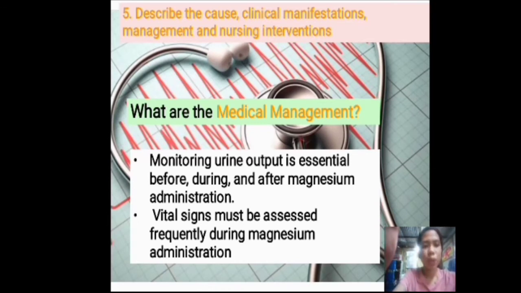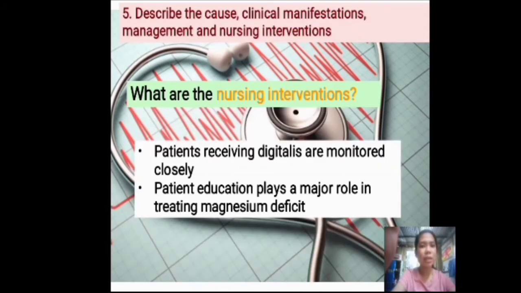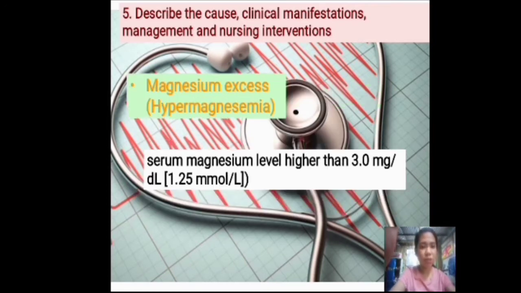We need to assess frequently during and after the administration of the magnesium to detect any changes in cardiac rate or rhythm, hypotension, and respiratory distress. Next, what are the nursing interventions? Patients receiving digitalis are monitored closely because they are predisposed to digitalis toxicity. And also, patient education plays a major role in treating magnesium deficit.